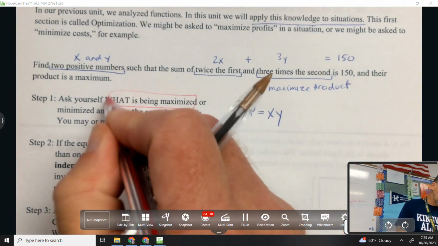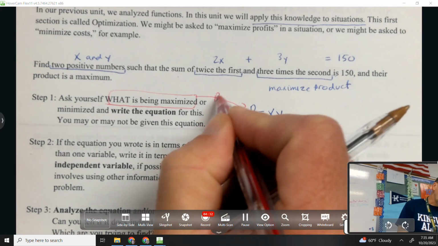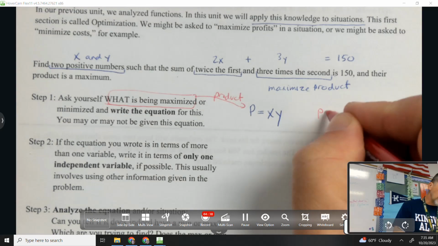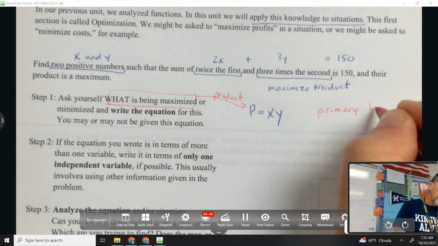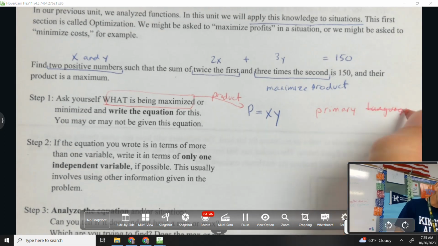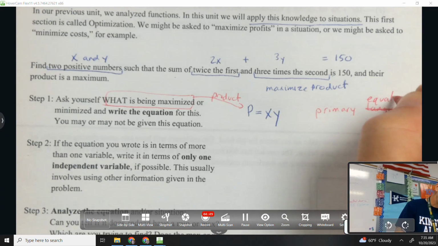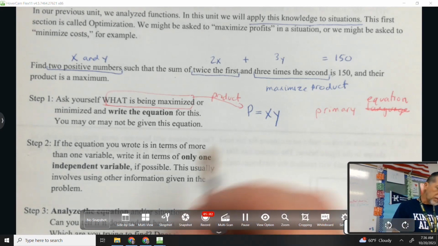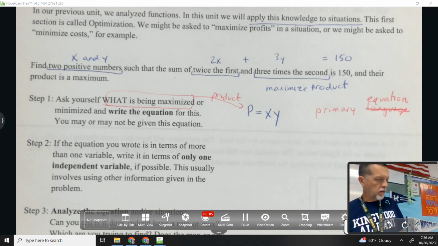So what is being maximized? In this case, it's the product. We don't always use this language, but if we need to differentiate, we'll call this the primary equation. This is the primary equation, meaning it's the one we want to maximize. It's the one we want to optimize. So that's the one we'll take a derivative of in a moment.